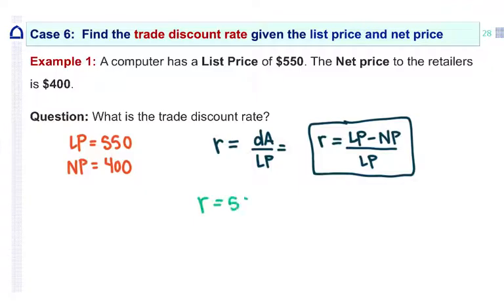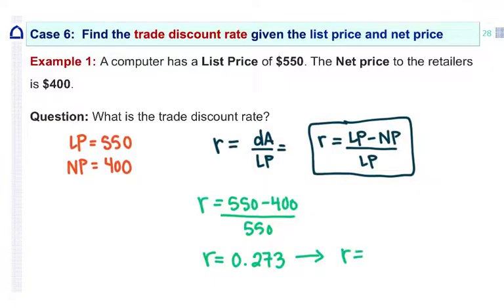R equals 550 minus 400, all divided by the more expensive list price, and we will get a discount rate of, my calculator says 0.272727, so I'll just round it to 3 decimal places, 0.273, which if we're changing that to a percentage, we multiply by 100 and get 27.3% off.